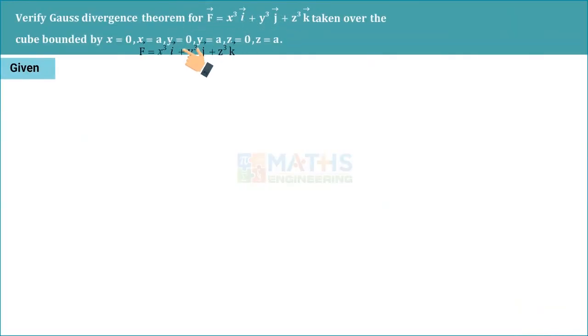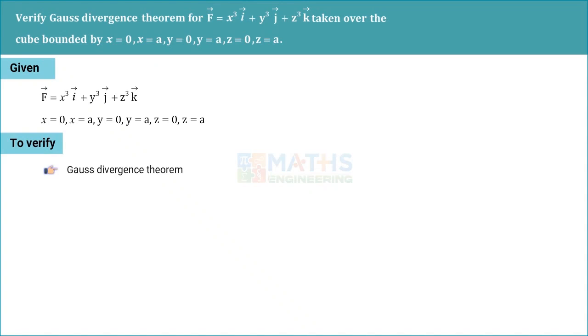What is given in the question? We are given a vector F vector that is equal to x cube i vector plus y cube j vector plus z cube k vector. And we are given a cube bounded by the surfaces x is equal to 0, x is equal to a, y is equal to 0, y is equal to a, z is equal to 0 and z is equal to a. We are going to verify Gauss divergence theorem.